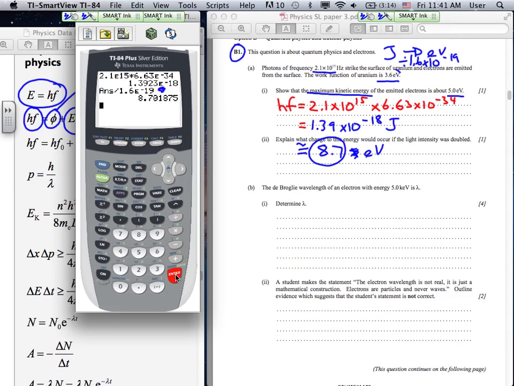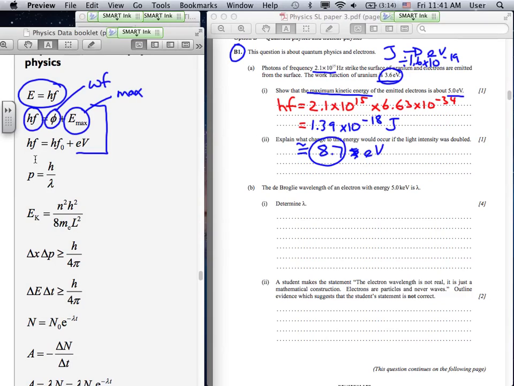Now the work function is 3.6. So from this formula, let me just go back to here, this hf is equal to our 8.7. Our work function is 3.6 plus our Emax. So it's just going to be 8.7 minus 3.6. We're looking at about 5.1 eV, which is approximately equal to 5.0 eV. So we've proved it there.